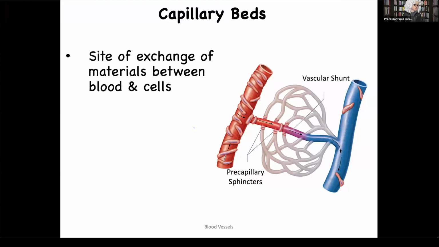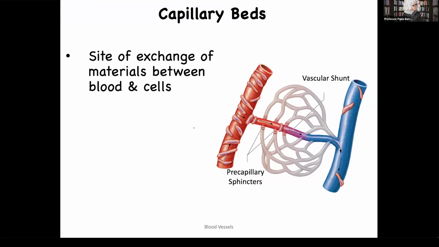Capillaries are the site for the exchange of materials between your blood and tissue cells. Remember, your blood carries an abundance of materials in the plasma, as well as your blood cells. These capillaries are arranged into capillary beds consisting of 10 to 100 capillaries.